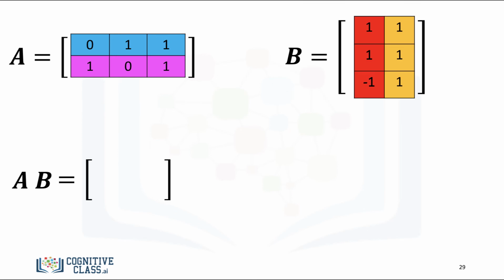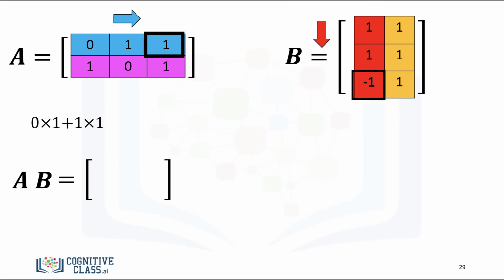For matrix multiplication, to obtain the ith row and jth column of the new matrix, we take the dot product of the ith row of A with the jth column of B. For the first row and first column, we take the dot product of the first row of A with the first column of B, as follows. The result in this case is 0.